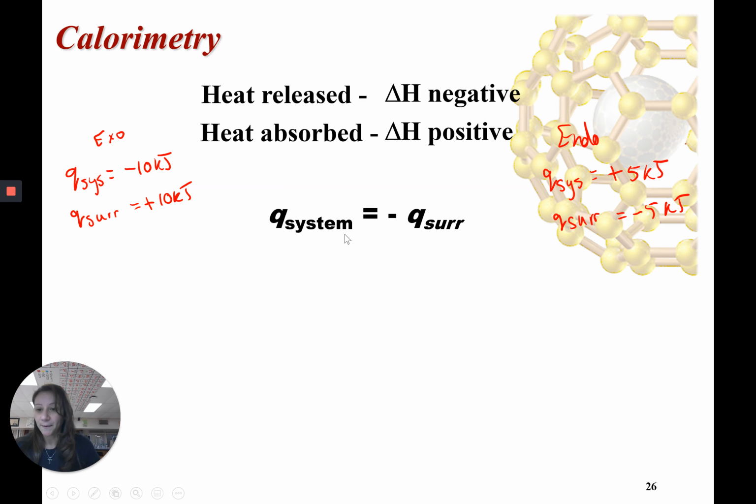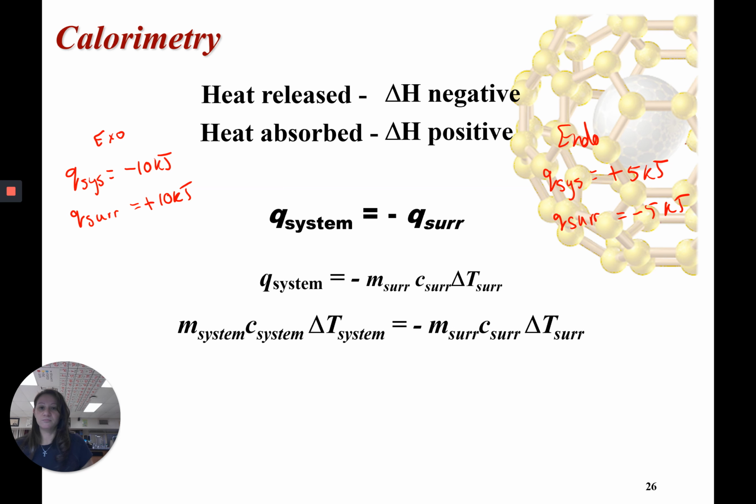Well, if we know that, what we can say is Q of my system is equal to negative Q of my surroundings, and Q of my surroundings is MC delta T for the surroundings. M of the surroundings, C of the surroundings, and delta T of the surroundings. And if we can measure the mass, the C, and the delta T for my surroundings, then we can figure out what Q of the system is.